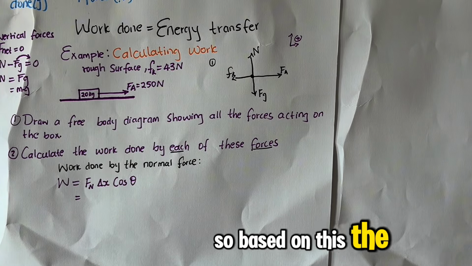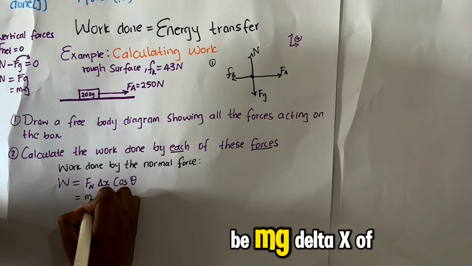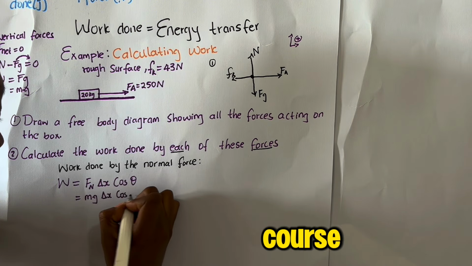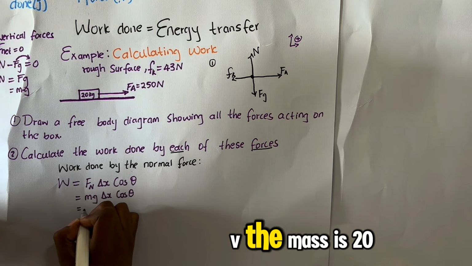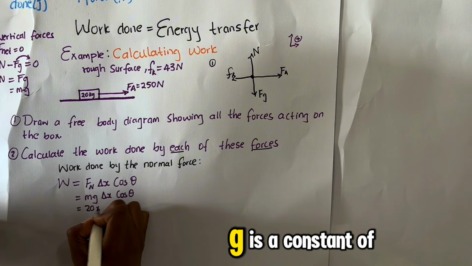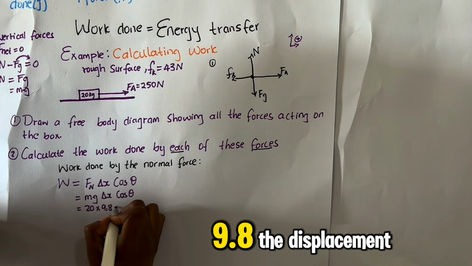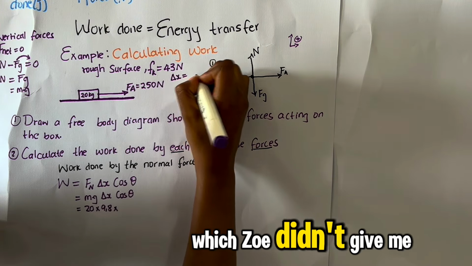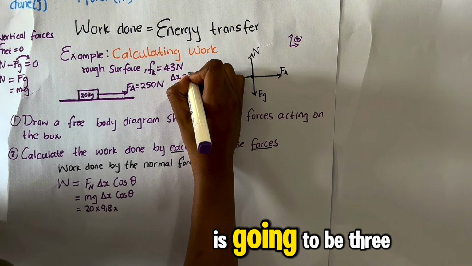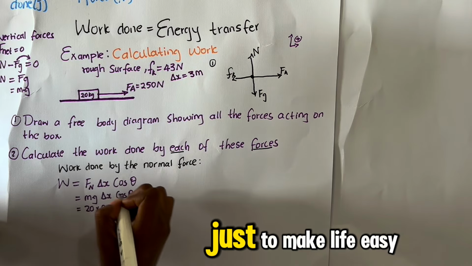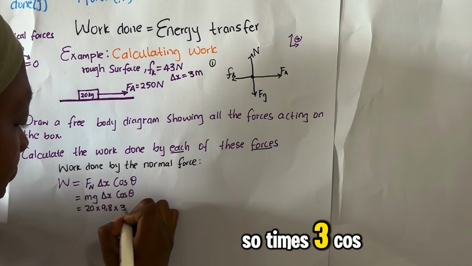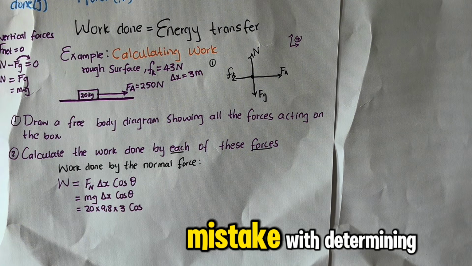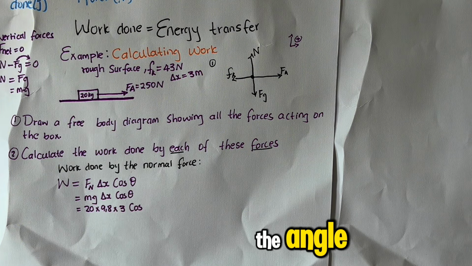Based on this, the work done by the normal force is going to be mg Δx cos θ. The mass is 20. g is a constant of 9.8. The displacement, which they didn't give me, is going to be 3 meters, just to make life easy. So times 3 cos θ. Now, this is where a lot of students make a mistake with determining the angle.